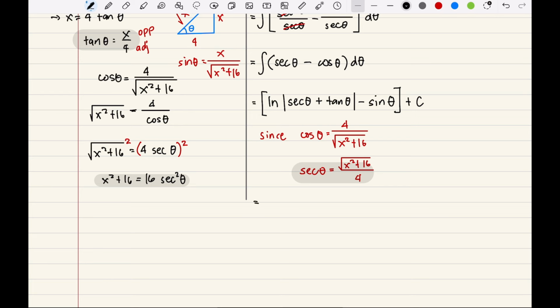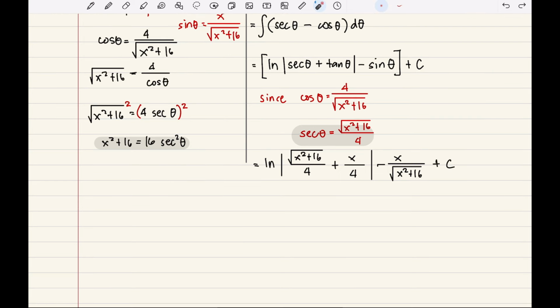So replace na natin. So we have ln of secant theta is equal to square root of x squared plus 16 all over 4. And then plus yung tangent theta natin. Tangent theta daw is equal to x all over 4. So we have x all over 4. And then minus sine theta. Sine theta daw is equal to x all over square root of x squared plus 16. And then sa dulo, wag kakalimutan yung constant of integration plus c.